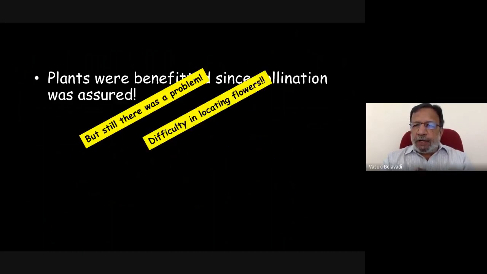There was difficulty in locating the flowers, because all the early flowers were very similar to the foliage, since flowers are, of course, modified foliage. So they were also greenish in color in the beginning. It was difficult for these insects to locate the flowers.